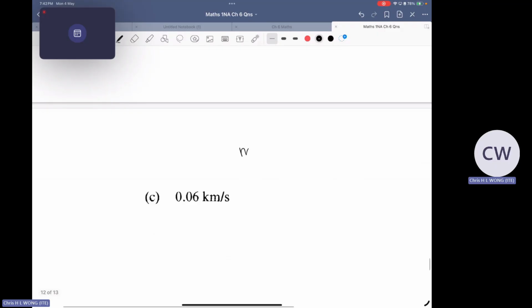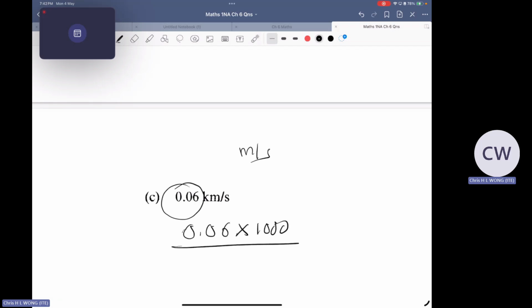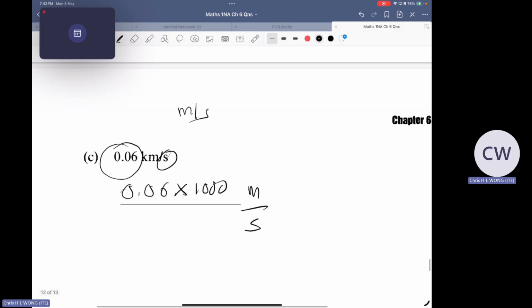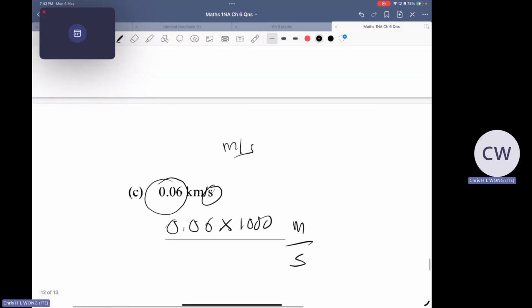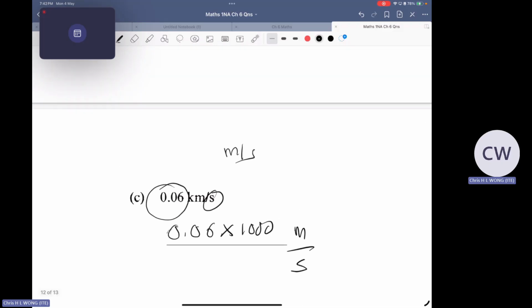Same thing, meter per second. But this one is 0.06. Same thing, right? You will have 0.06 times 1000. Do you need to divide by 60? No need, because it's already second, isn't it? So meter per second, no change. You just have to times 1000. So you have 60 meter per second. This one straightforward.